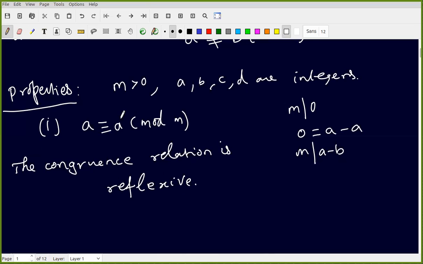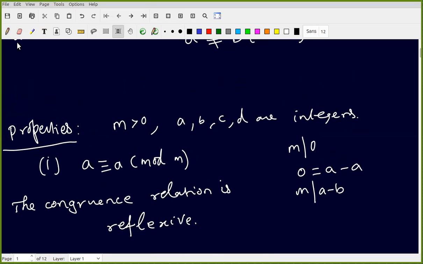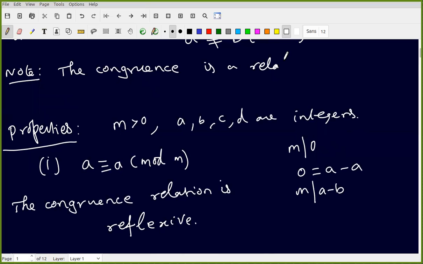So congruence is a relation between a and b. Note, congruence is a relation between two integers.